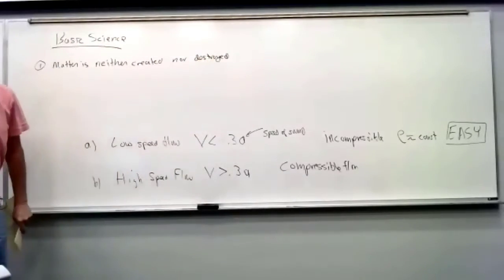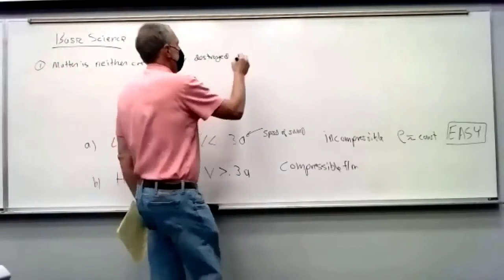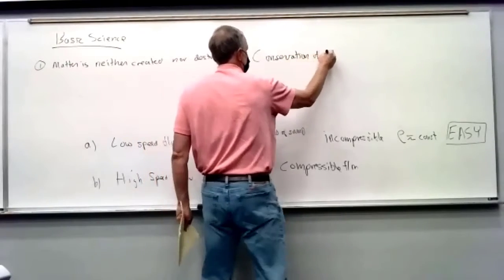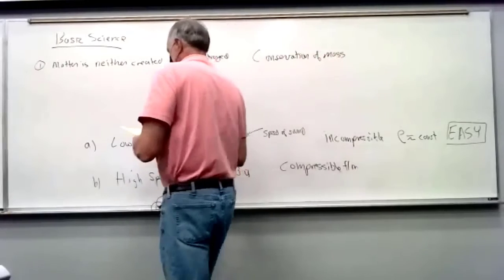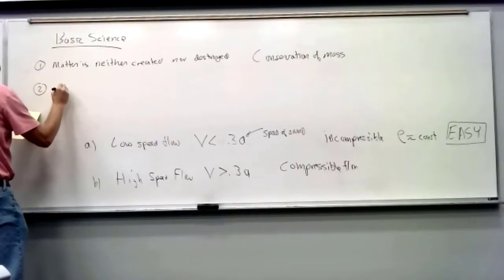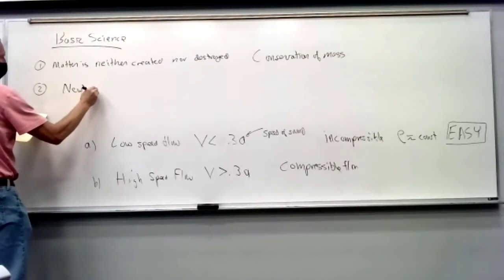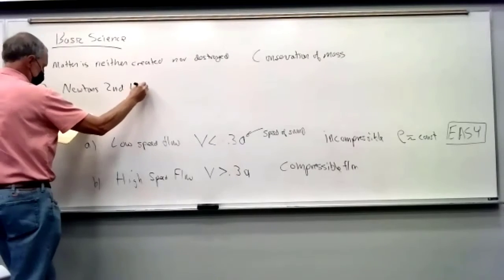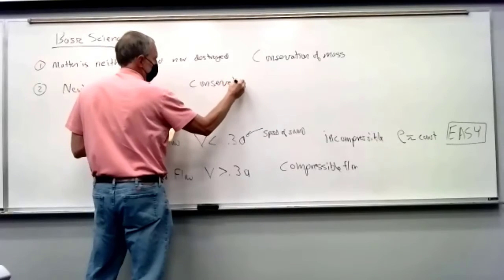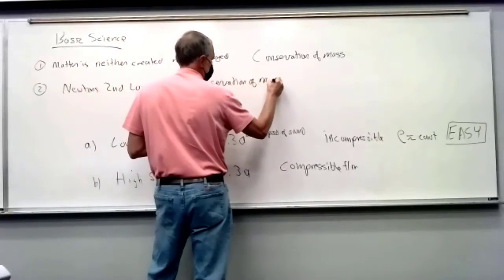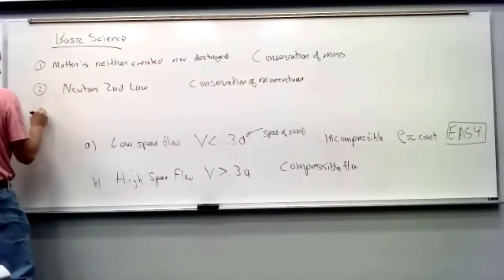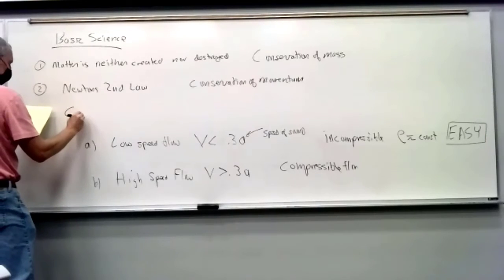So matter is neither created nor destroyed. This is called the conservation of mass. The second one is Newton's second law, and this is called conservation of momentum. And then the third thing that we'll use is conservation of energy.